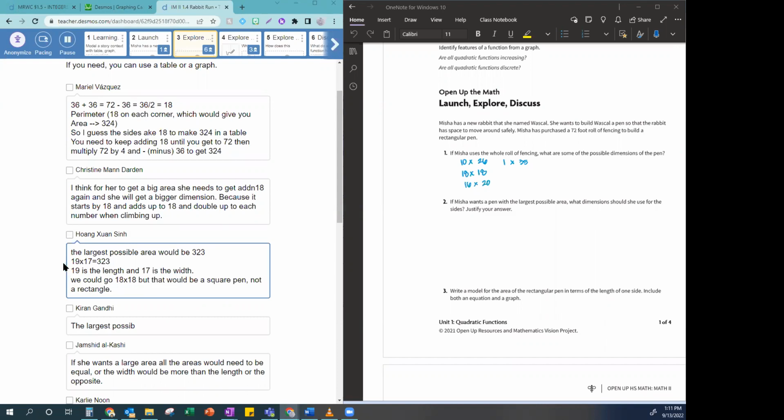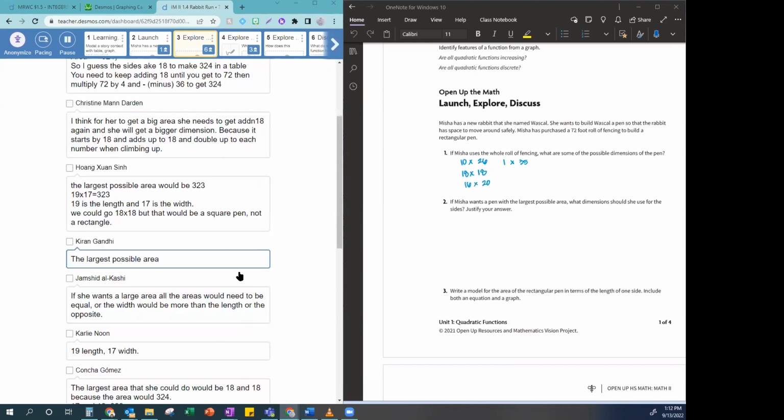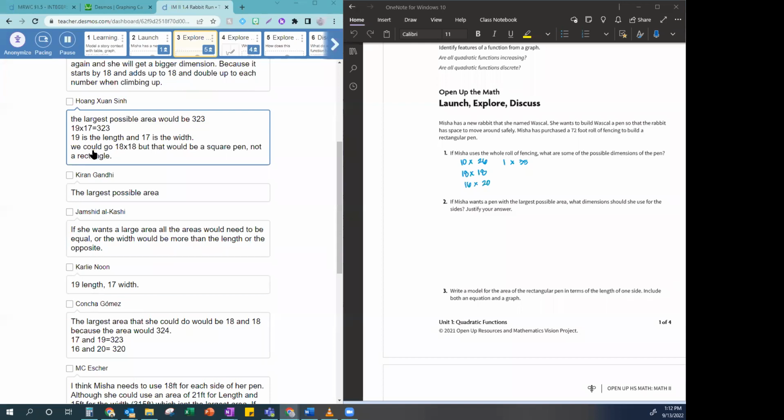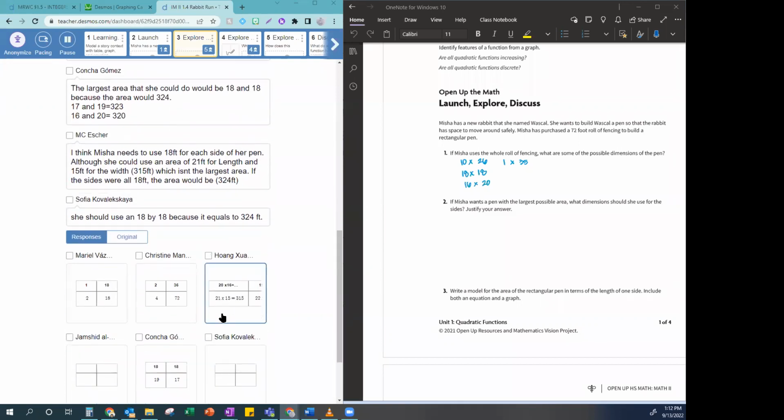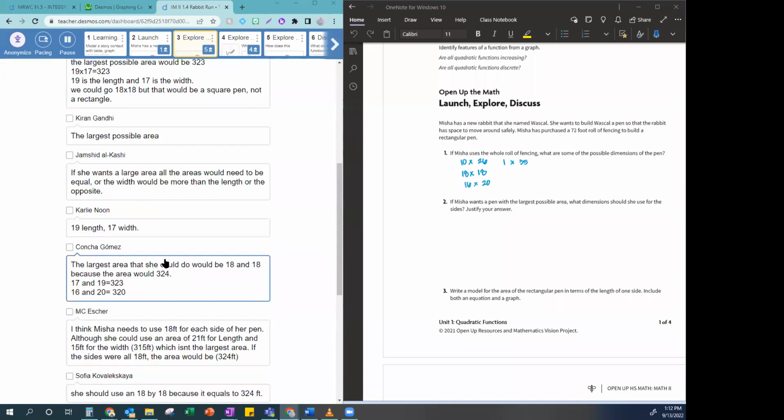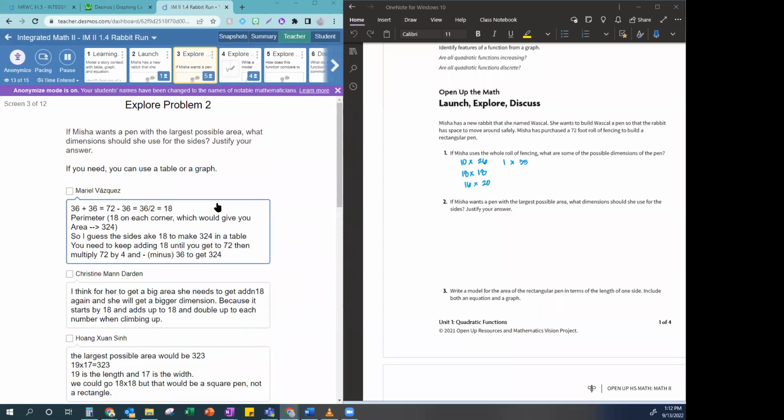Okay, so this person explains it really, really well. I would just at the very top put 18 by 18, which would be a bigger thing. And you could leave all this here. Very good, because this shows your process. I like it. So 19 by 17, nope, it's actually 324. Very good. I like how this person is proving it by showing a couple others there. They used a table. Very good. Awesome. So here our answer is going to be 18 by 18 equals 324 square feet of space, right? You can use a table to show that or whatever.